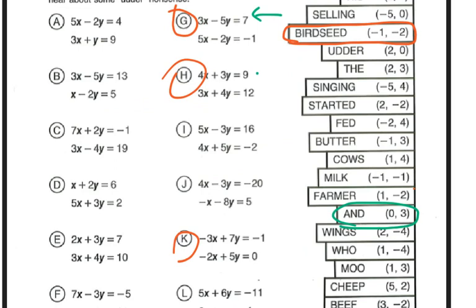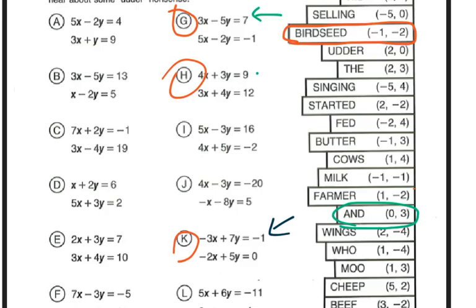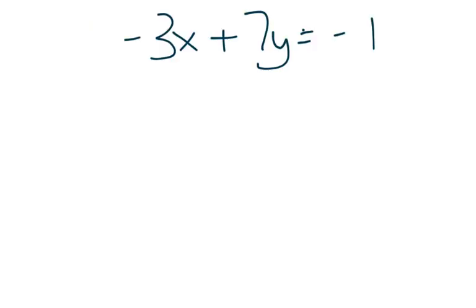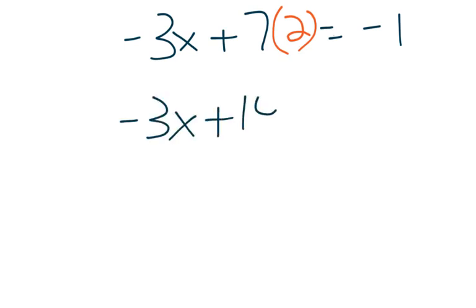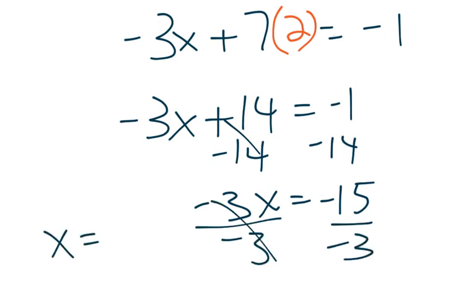Looking back on the original, I think I'm going to go with the top one. I'm going to keep that top one. So negative 3x plus 6 equals negative 1. And instead of the y, I'm going to put 2. So I'm going to get negative 3x plus 14 equals negative 1. I'm going to subtract 14 from both sides. I get negative 3x equals negative 15, and then I divide by negative 3. And x equals positive 5.